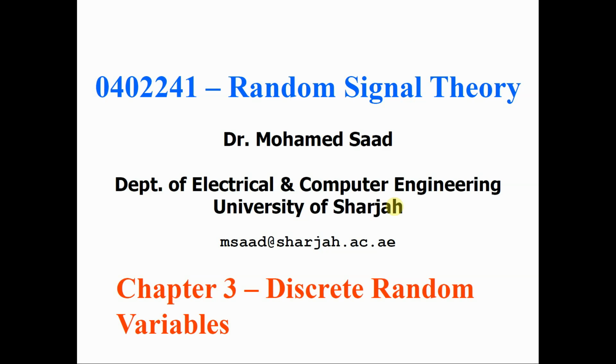This is Dr. Muhammad Saad, and we are still continuing our lectures on random signal theory. In this lecture, we will start with a new chapter, chapter 3, which is called discrete random variables. We will start talking about something called the random variable, as opposed to the previous chapter that talked about random experiments, sample spaces, events, and basic probability rules. Now we will talk about random variables, and more specifically, discrete random variables. In the next chapter, chapter 4, we will also talk about continuous random variables.